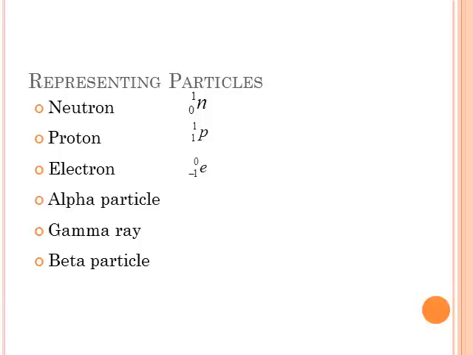The electron's not in the nucleus. But the bottom number shouldn't be 1. It should be -1 because it isn't a proton, but it has the opposite charge of a proton. An alpha particle, like we said, is a helium nucleus, so the symbol is He. It has 2 protons, so the number on the bottom is 2, and 2 neutrons, giving a total of 4 nucleons. Gamma rays use the symbol gamma, with 0 and 0. And beta particles are, again, an electron, so it's the same as for an electron.